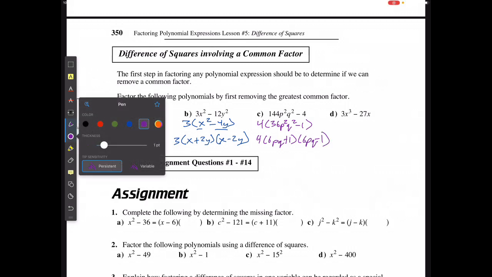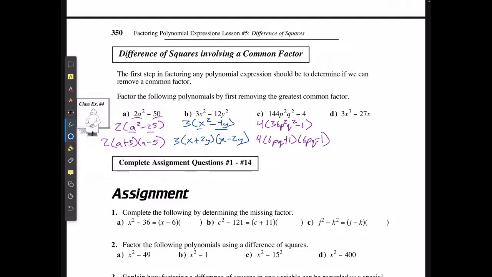And in the last case, I can divide both parts by 3 and by x. And I'm left with x squared minus 9, which is going to give me 3x and x plus 3, x minus 3. And that's it.